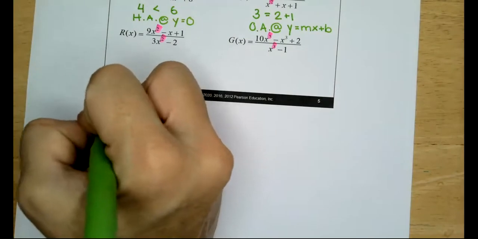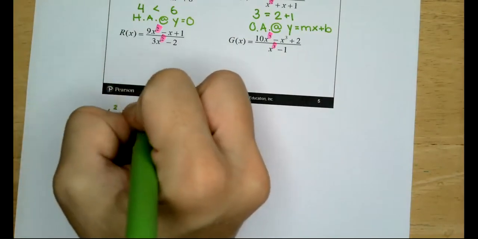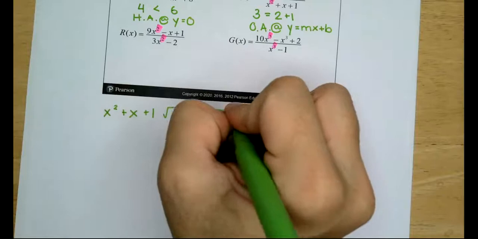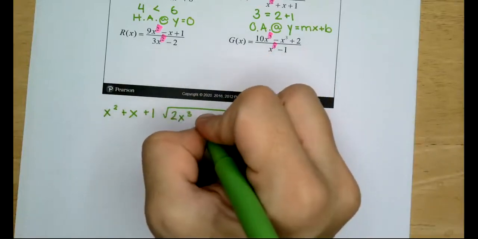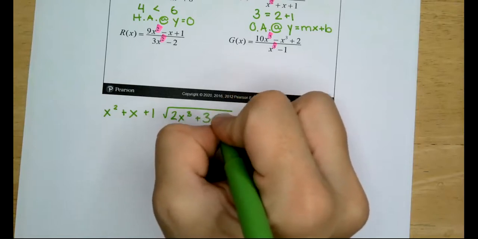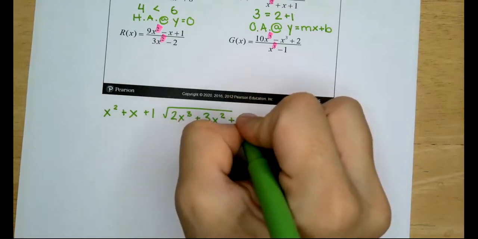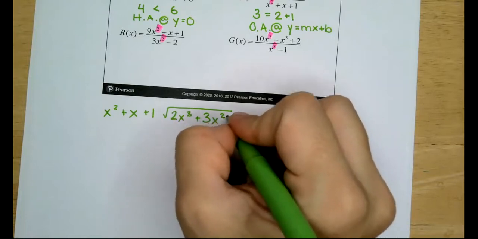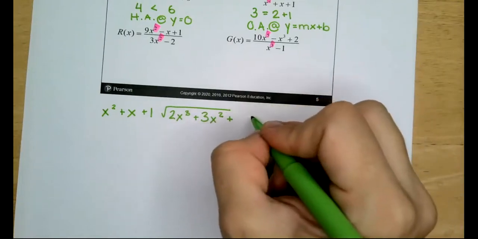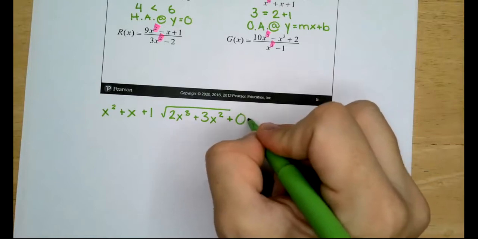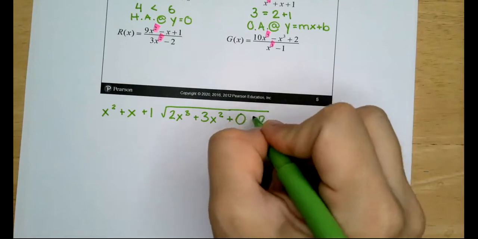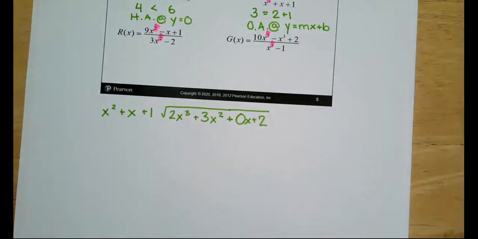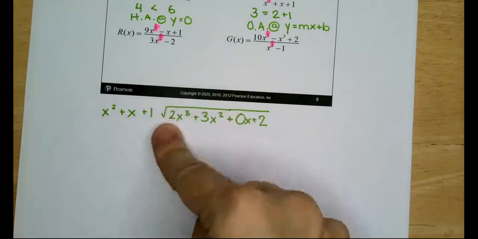So I have x squared plus x plus 1, and then I have 2x to the third plus 3x squared plus, I'm going to put a placeholder here for the x's, 0 plus 2. You can even put 0x plus 2.